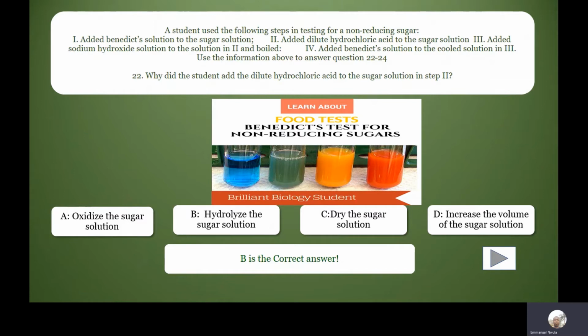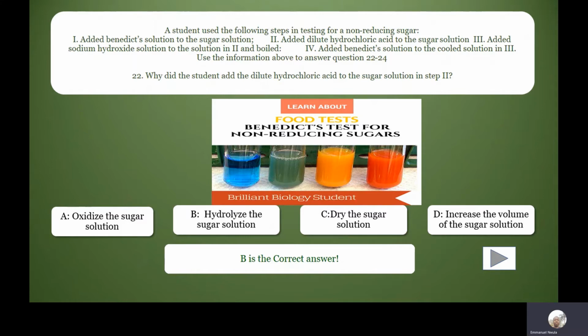Non-reducing sugars are complex sugars. They are disaccharides, like sucrose, like maltose. To hydrolyze them, to break them into monosaccharides, you add hydrochloric acid. That's the essence of adding HCl. You add HCl to break them down to monosaccharides.